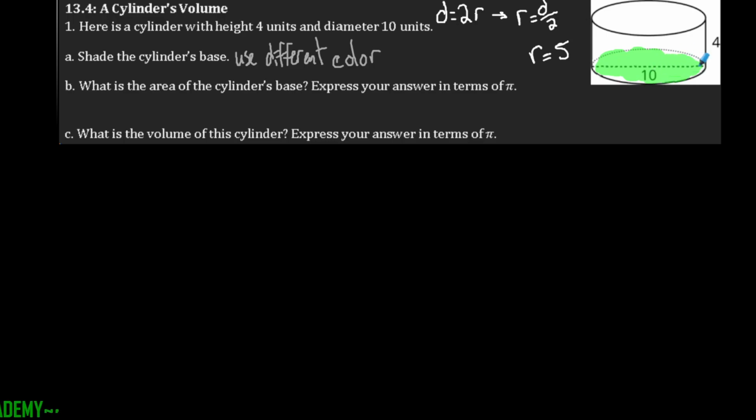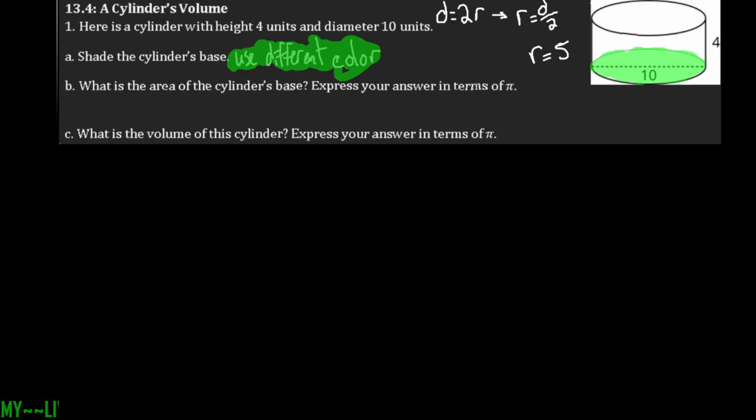Again, you have multiple options since the cylinder has 2 bases. You can shade the bottom one, or if you wanted to, you could shade the top one. Either one works. We want to use a different color to shade in that base so that it is visible. Now that you have shaded in that base, it says what is the area of the cylinder's base, and we can express it in terms of pi.